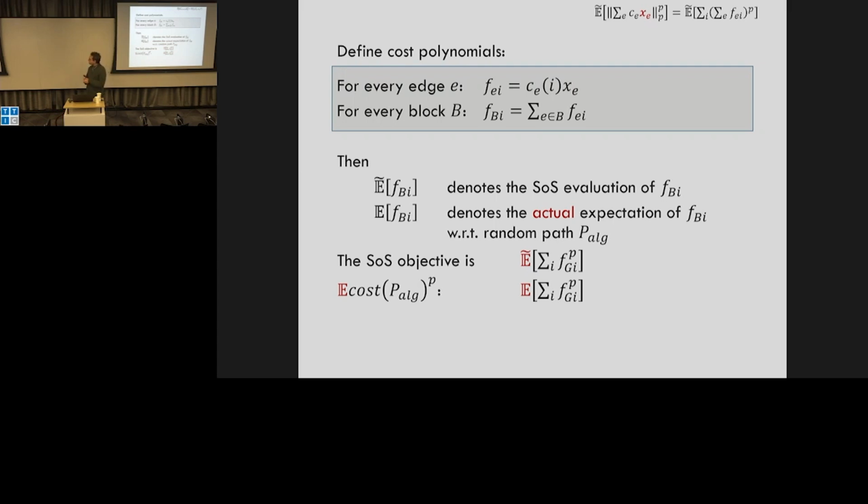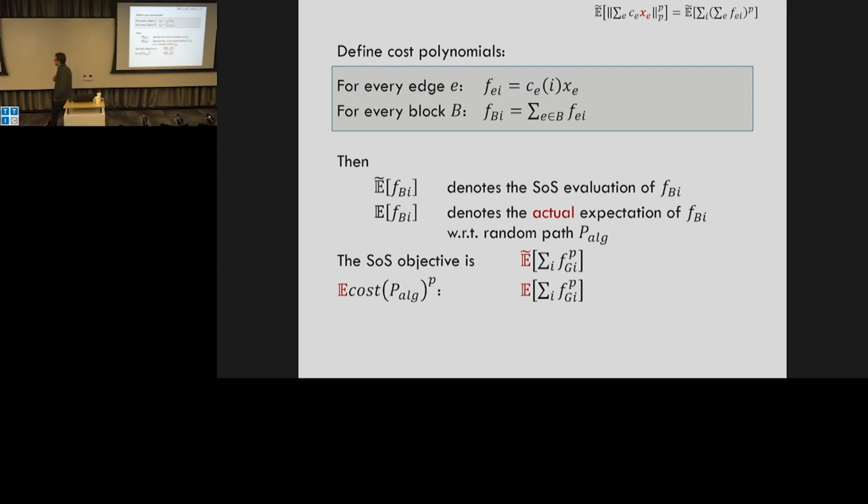And let's define cost polynomials. So first of all, for every edge e, we define polynomials f_e^i. f_e^i is equal to the cost of the ith coordinate of the cost vector for edge e multiplied by x_e. We pay this cost if x_e is equal to 1, so we use this edge, and we don't pay it if x_e is equal to 0.